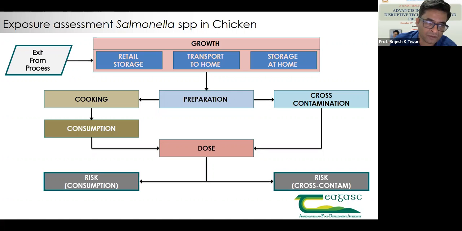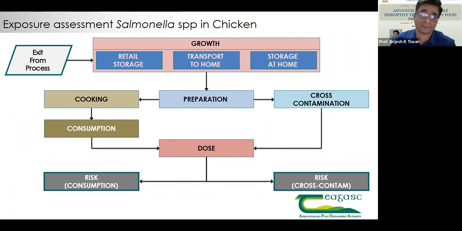If we reduce the Salmonella by 2 log in a chicken, it still may contain 0.1 log or 0.2 log, but it can still grow depending upon where it has been stored, preparation or cross-contamination, cooking, consumption, and a dose. So this is risk, cross-contamination, risk with the consumption. These are the ways the exposure assessment models are carried out, and then different simulation studies are carried out. So that goes for risk assessment.